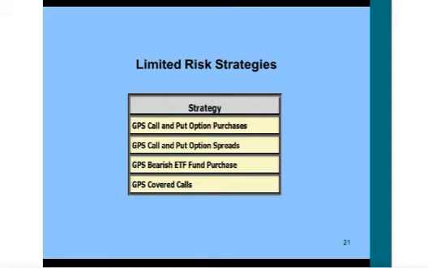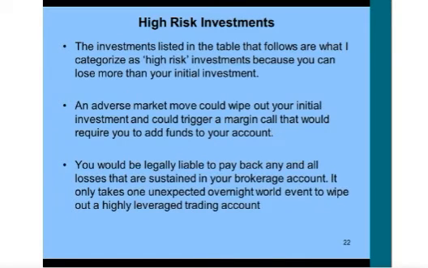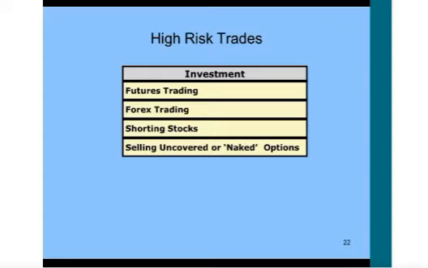And some examples of the strategies we use for GPS would be the call and put option purchases, call and put option spreads, bearish ETF fund purchases, and covered calls. These are all limited risk strategies using the GPS system. And what I consider high-risk trades would be investments such as futures, forex, shorting stocks, selling naked options.